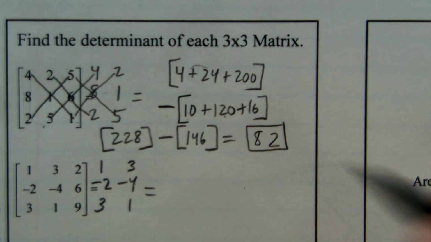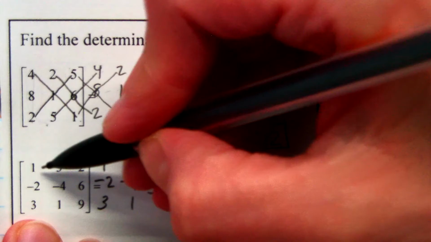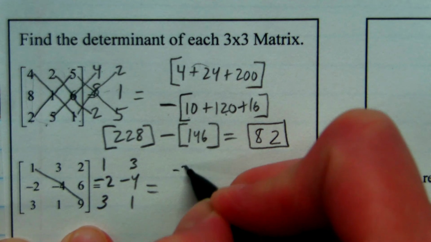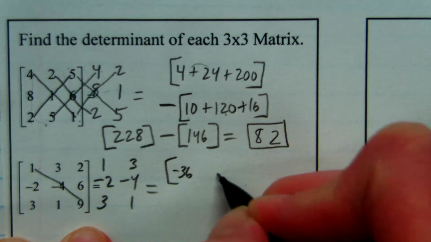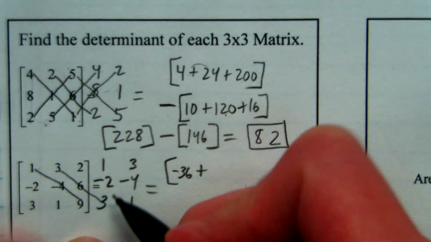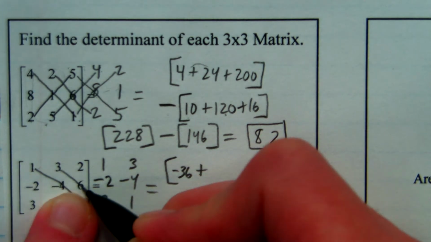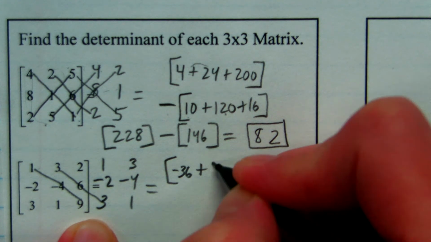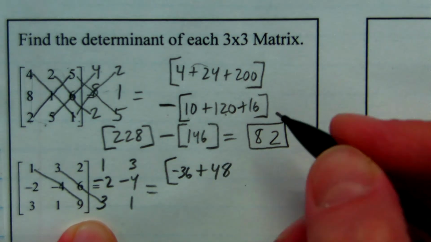All right, so on the next one, I'm going to copy the first two columns over, and we'll do the same thing. So first we go this way. 1 times negative 4 times 9 is negative 36. We're going to add to that 3 times 6 times 3. So 3 times 6 is 18 times 3 would be 48. It's 54. 54? I did that wrong.